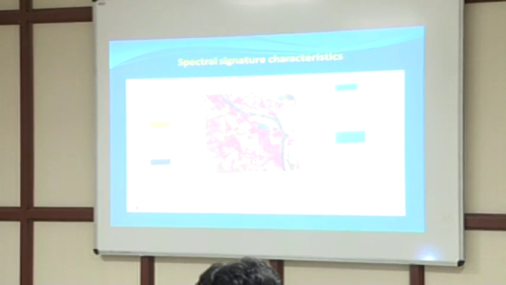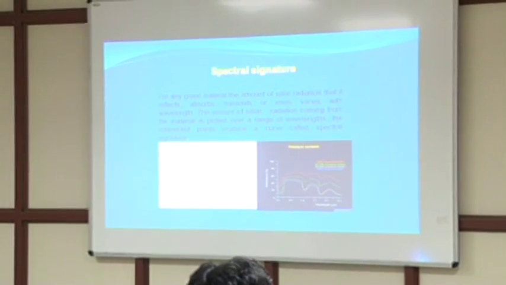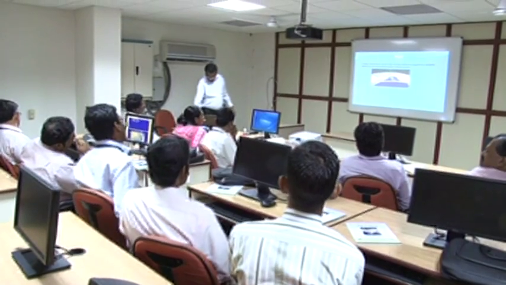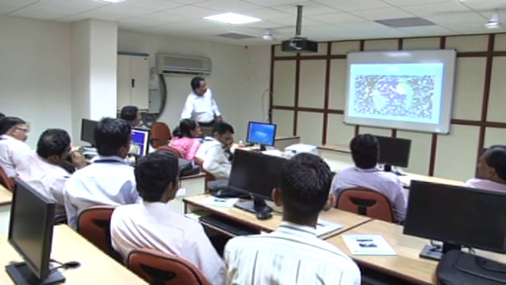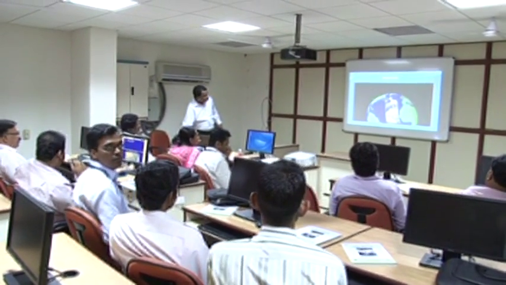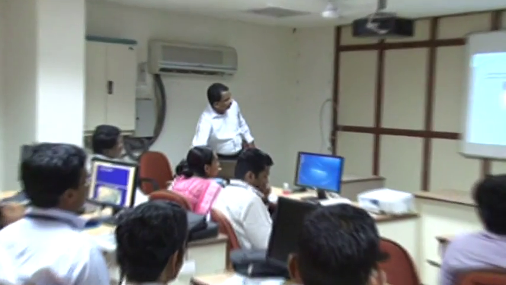This vegetation, we have different types of vegetation. Coconut, yeah, that we can see. This I have showed, I think. This also I have showed.